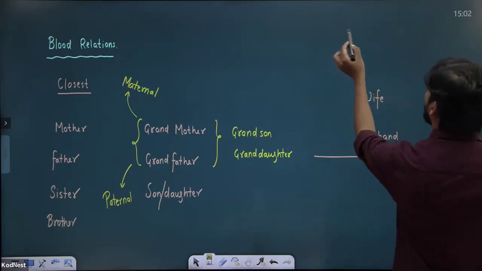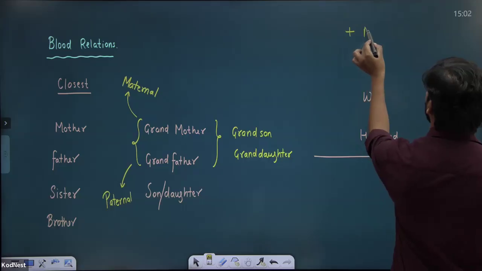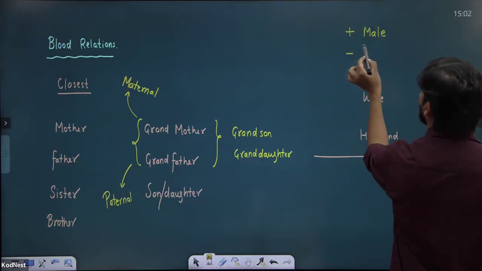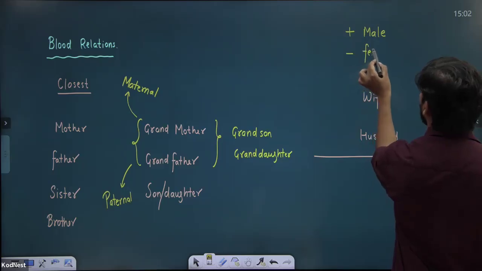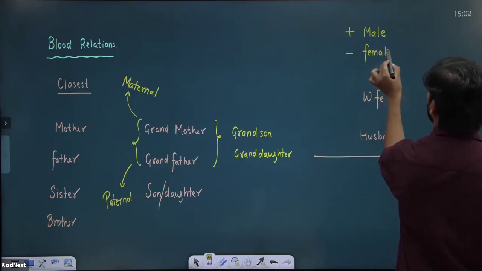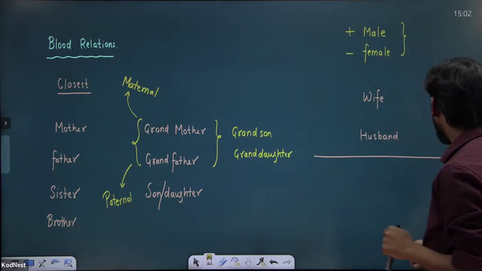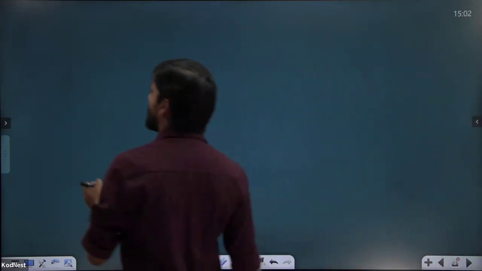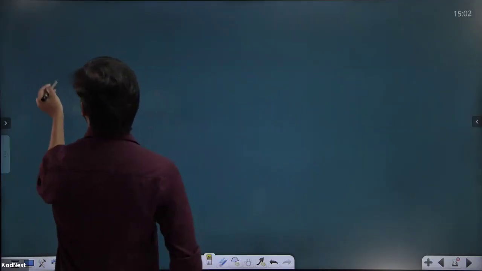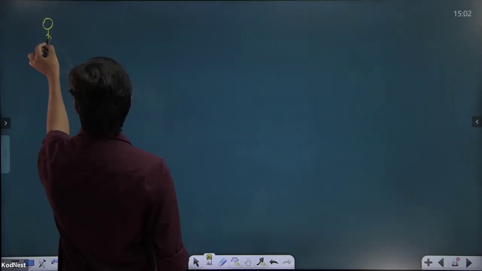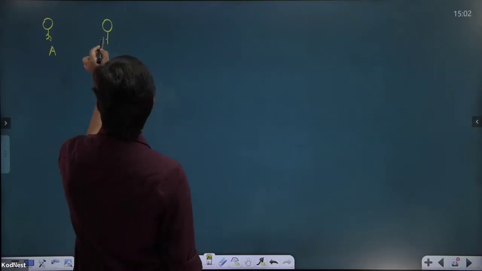My dear, we'll take plus sign for the male person. Any male person we will write with plus sign, and any female person we will write with minus sign. Okay, we are taking a standard. I will write something, you will tell what can be the meaning of that. There are two persons I am taking.